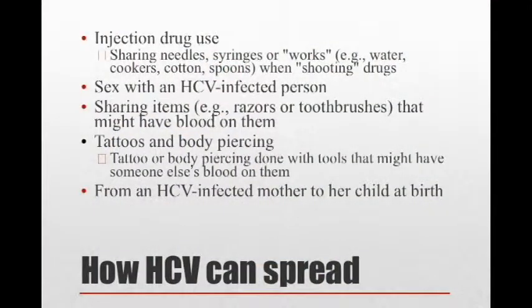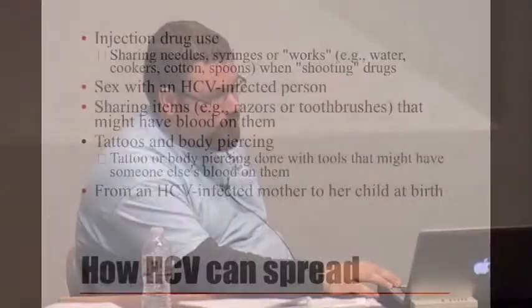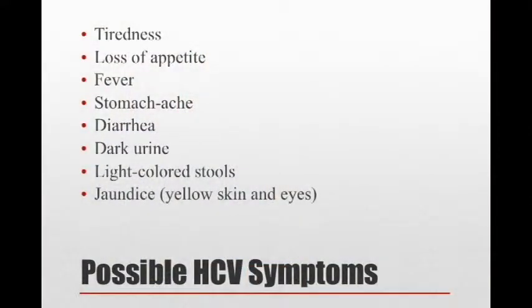Again, it can spread through drug use with unclean instruments, sex with an HIV-infected person, sharing items that might have blood on them, contaminated tools in tattooing and body piercing, or from an HIV-infected mother to her child at birth. Possible symptoms are also basically the same for all the hepatitises. It's just a matter of degree. Tiredness, loss of appetite, fever, stomach pain, diarrhea, dark urine, light-colored stools, and jaundice.